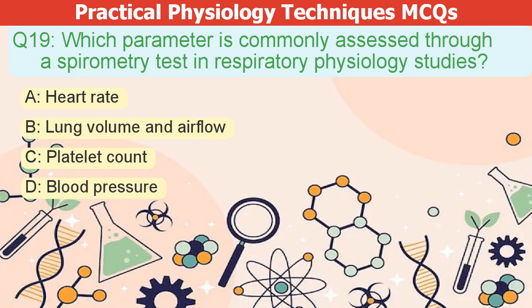Which parameter is commonly assessed through a spirometry test in respiratory physiology studies? A. Heart rate. B. Lung volume and airflow. C. Platelet count. D. Blood pressure.